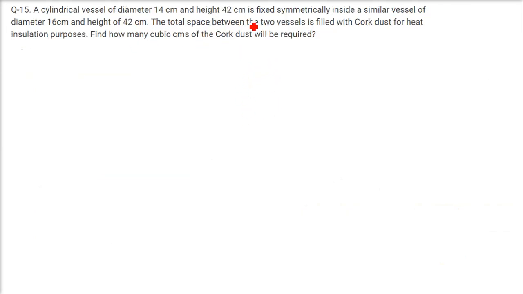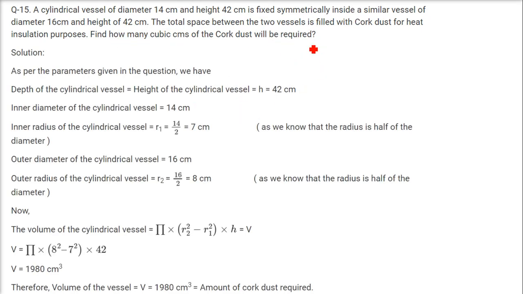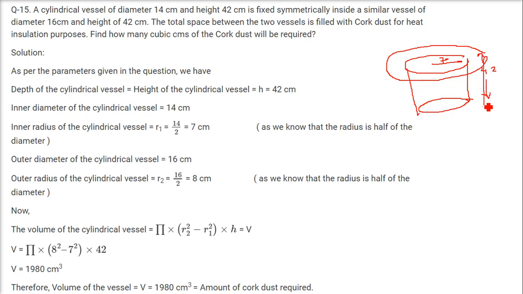A cylindrical vessel of diameter 14 centimeter and height 42 centimeter. So we have a cylindrical vessel. Let me make a cylindrical vessel. Now here the diameter is 14, so the radius will be 7, and height is 42. So 42 is the height. It is fixed symmetrically inside a similar vessel of diameter 16 centimeter and height 42 centimeters. So the height remains the same, but now there is one more cylinder. This cylinder has a diameter of 16, so the radius will be 8. From here to here it will be 8.